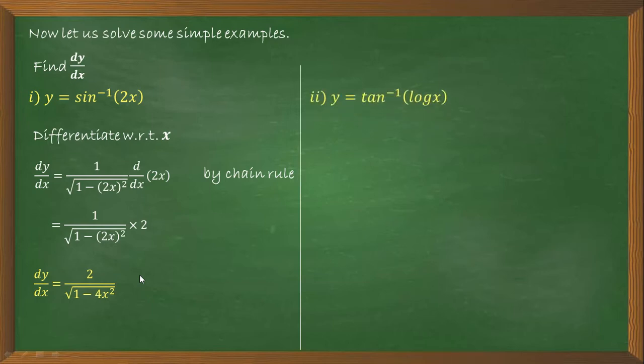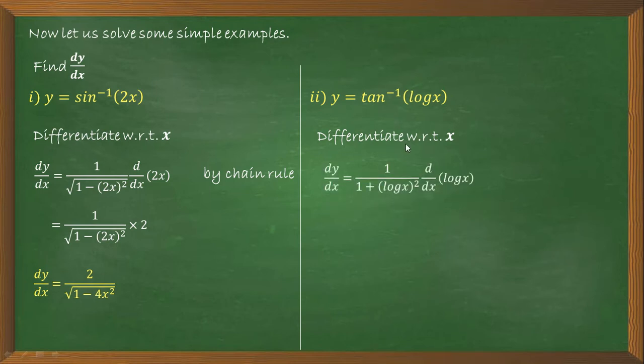Now next one, suppose it is given that y is equal to tan inverse log x. Now this is a tan inverse function. Original function is tan inverse x. You know the derivative of tan inverse x is 1 upon 1 plus x square. Now in place of x there is log x. So see how will you differentiate this with respect to x. dy by dx is equal to 1 upon 1 plus log x bracket square into d by dx of log x. Here again the chain rule is applicable.